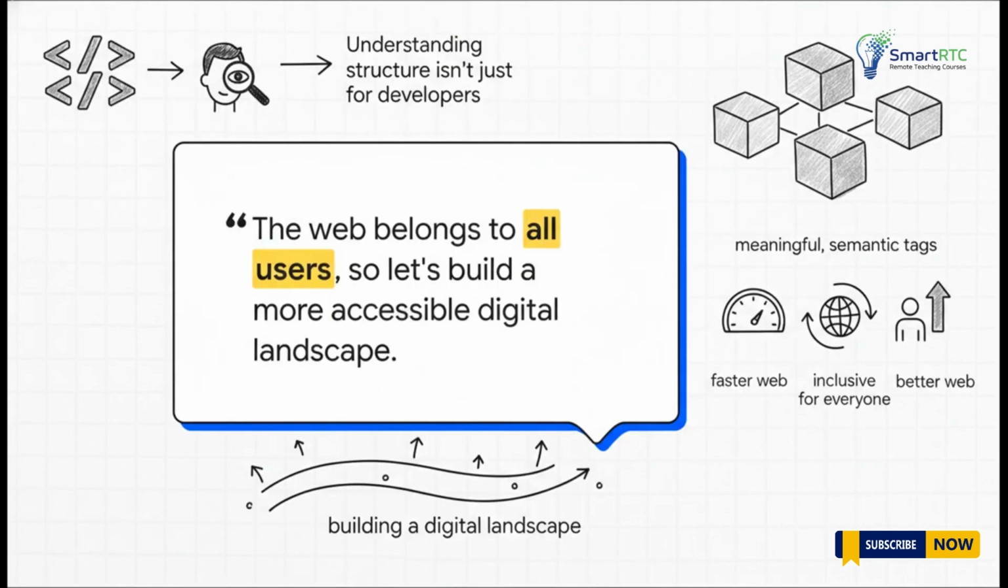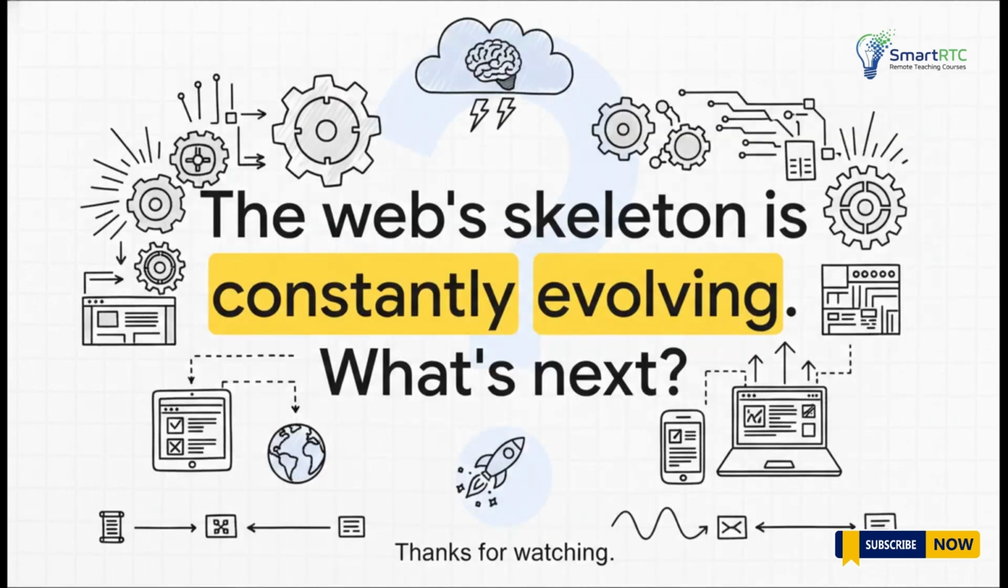So, what's the big takeaway here? Understanding HTML structure isn't just some technical thing for developers. It's about creating a better, more inclusive web for everybody. Every time someone uses the right semantic tag, the web gets a little bit more accessible. From a simple text document all the way to the foundation for AI-driven applications, HTML continues to be the bedrock of our entire digital world. The skeleton is always evolving, and it really makes you wonder, what will we be able to build with it next?